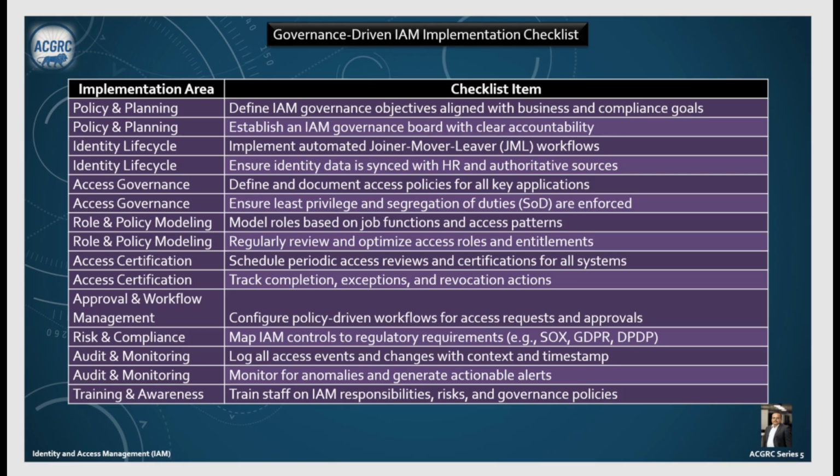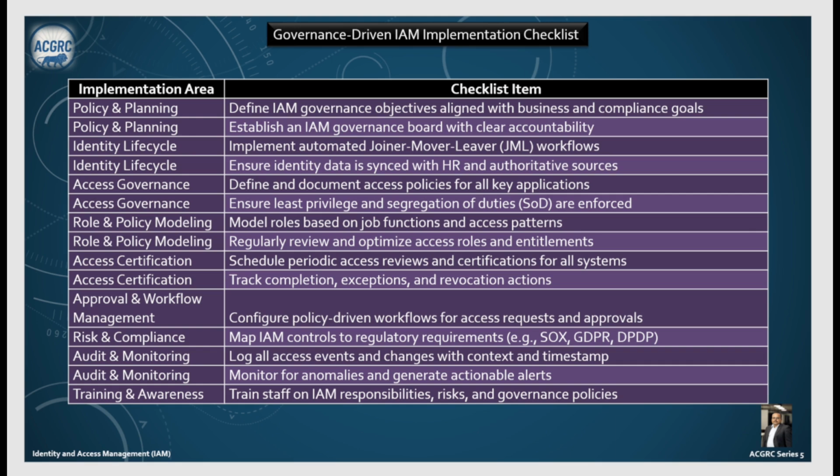Once done, configure policy driven workflow for access requests and approvals. Map your IAM controls to regulatory requirements. Log all access events and changes with context and timestamps. Monitor for anomalies and generate actionable alerts. Post this, train staff on IAM responsibilities, its risk, and your governance policy. I hope this checklist helps you with your planning and strategy making.